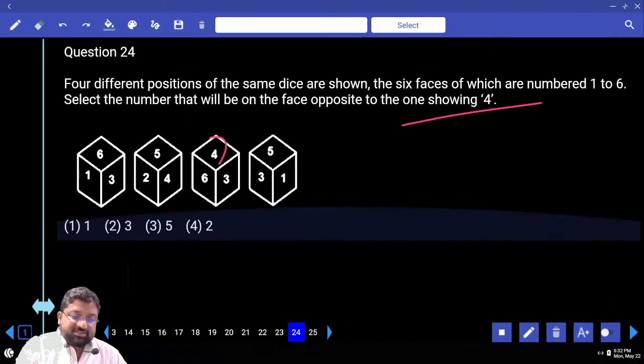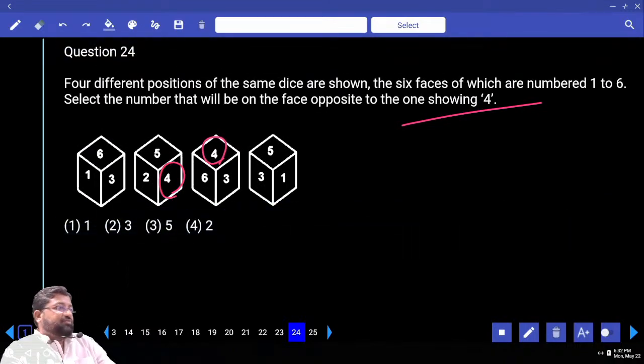Question 24. Opposite to 4. Where do you see 4? This is 4 and this is 4. What are the numbers adjacent to 4? 5, 2, 6, 3. What's missing? 1. Opposite to 4 is 1. Right?